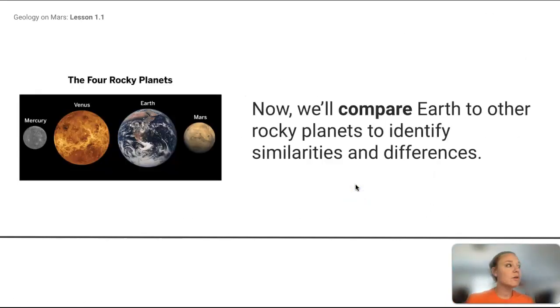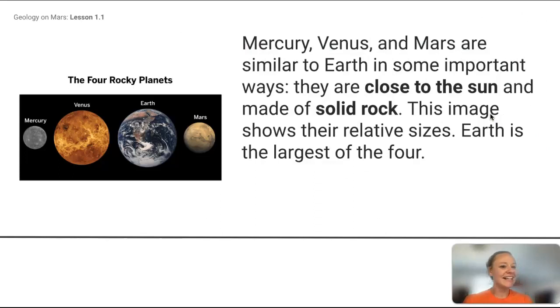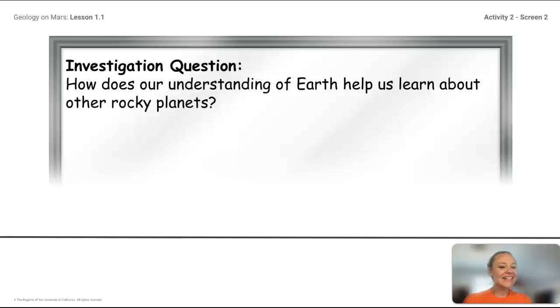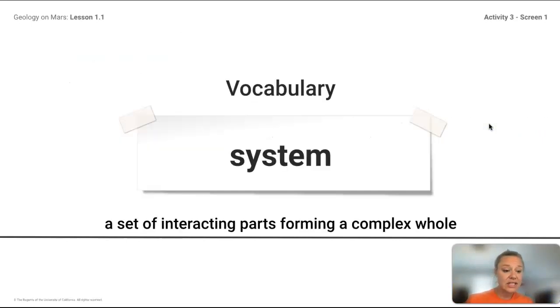All right, so we're going to start investigating here. How does understanding the Earth help us learn about other rocky planets? So we're going to use the information we know about where we currently live to find out other information about other planets where we can't be. So you're going to compare these here in just a little bit. You're going to look for things that are similar and things that are different.